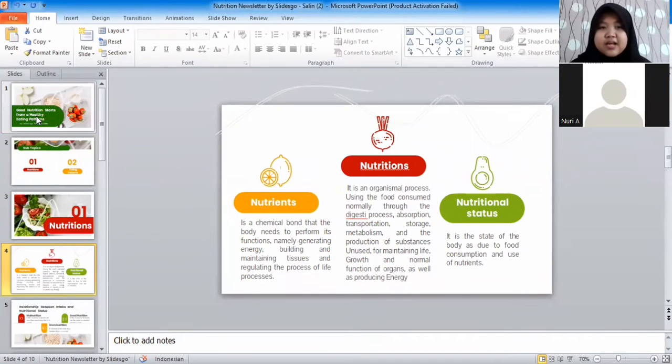Nutrient is a chemical bond that the body needs to perform its functions, namely creating energy, building and maintaining tissue, and regulating life processes. Nutrition is an organismal process using the food consumed, normally through digestion, absorption, transportation, storage, metabolism, and the production of substances used for maintaining life, growth, and normal function of organs, as well as producing energy. Nutritional status is the state of the body in relation to food consumption and use of nutrients.